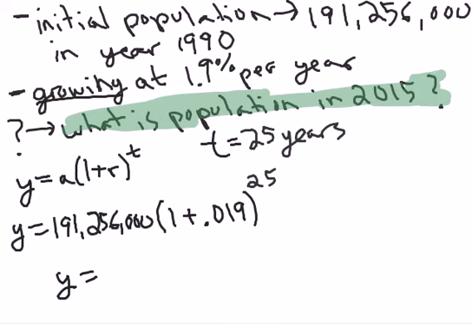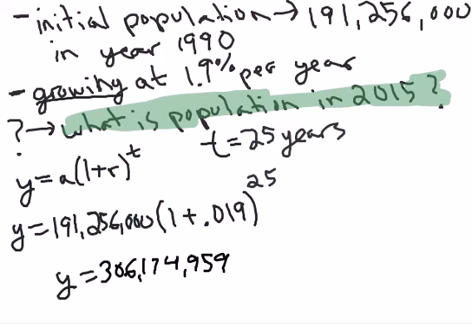So on your calculator, you have 191,256,000 times 1 plus 0.019, all raised to the 25. And the answer is, as you expect, it's pretty big. So it is 306,174,959, and it has a decimal 0.2.